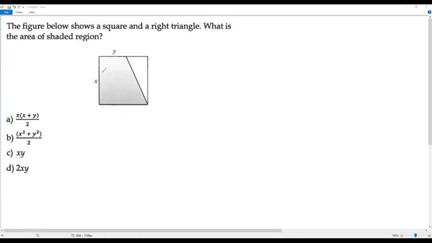Here we have a SAT math problem. Okay, let's go to the question. The figure below shows a square and a right triangle. What is the area of the shaded region?